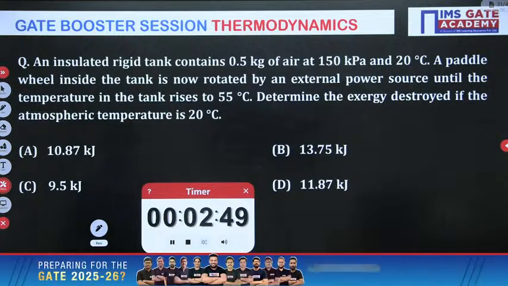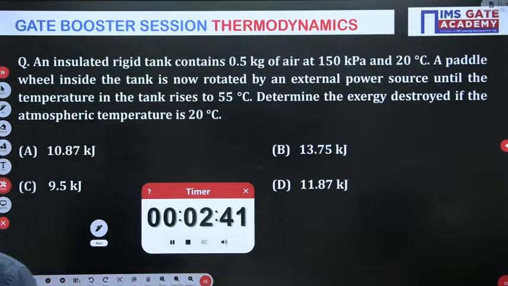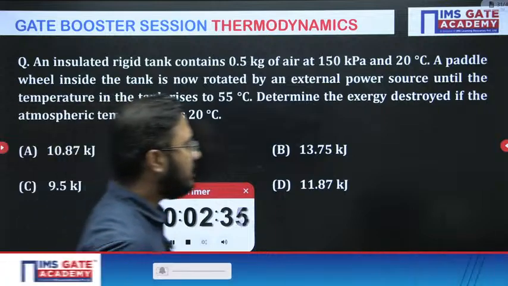Exergy destroyed. Exergy destroyed is nothing but the irreversibility only. Sometimes you might get confused also. What is Exergy destroyed? It is nothing but the irreversibility.